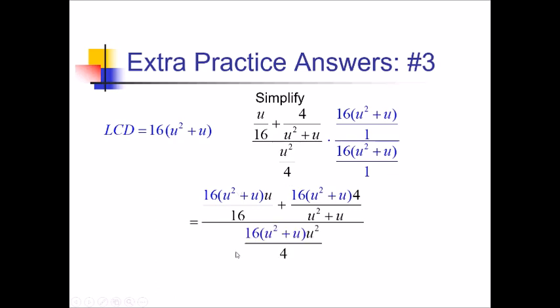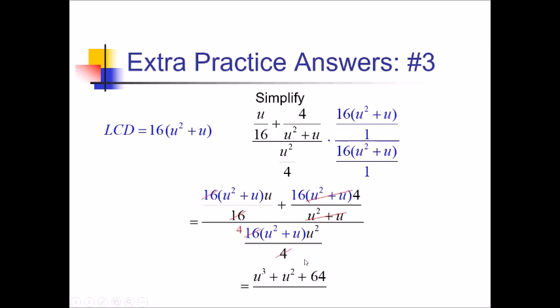Going through and canceling what I can, I've got the 16s canceling, and now I'm just going to distribute this out in case there's any like terms to combine down the road. So this will be u cubed plus u squared. Over in my next fraction, the whole u squared plus u cancels out. Good riddance. We have 16 times 4, that's plus 64. And then down here we have the 16 and the 4 reducing to 4 over 1.